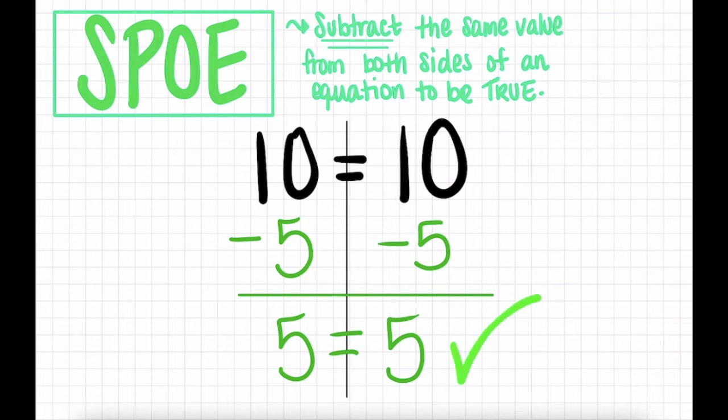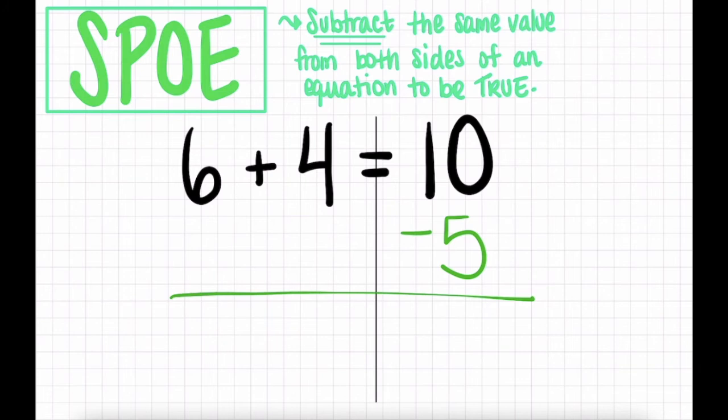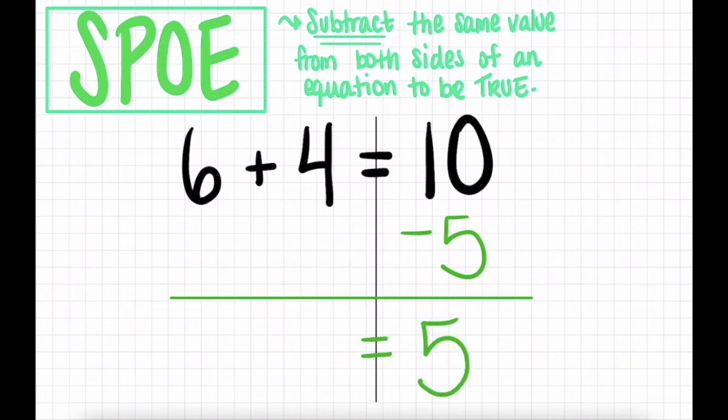Let's look at a more complex example. 6 plus 4 equals 10, another true equation. Let's say I decide to subtract 5 from 10 and simplify. Now the right side of the equation has a value of 5. So should I subtract 5 from 6 or 5 from 4? The answer is, it doesn't matter.